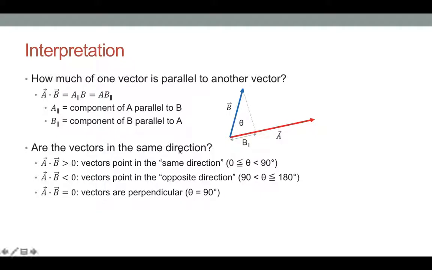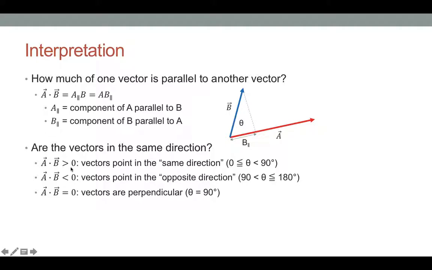Now, what does the dot product mean? In one case, we can see this as how much of the two vectors are parallel to each other, or how much of vector B is parallel to vector A, or vice versa, how much of vector A is parallel to vector B. A second way is to interpret the sign of the dot product to tell us whether or not the two vectors are pointing in the same direction.